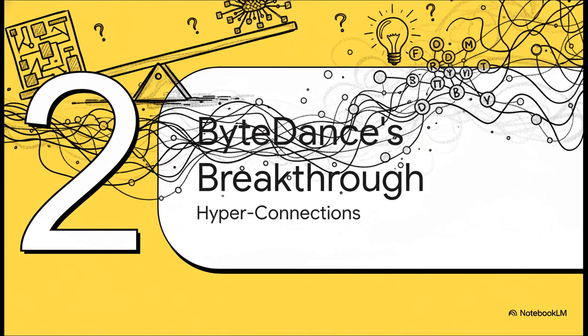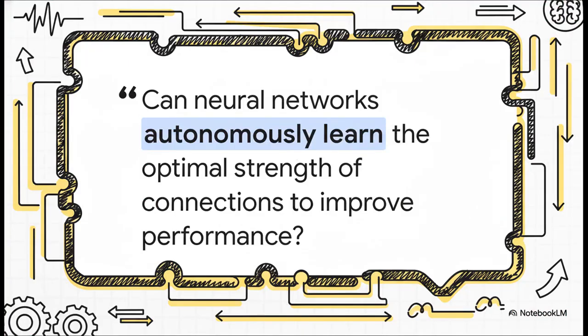So this annoying seesaw problem, it got some researchers over at ByteDance thinking, and they asked a question that would completely change the game. And their answer was a big, resounding yes. They came up with a new way for the network to figure this out all by itself. They called it hyperconnections, or HC for short.